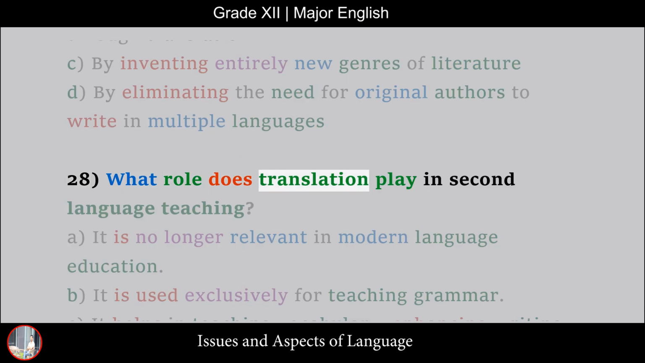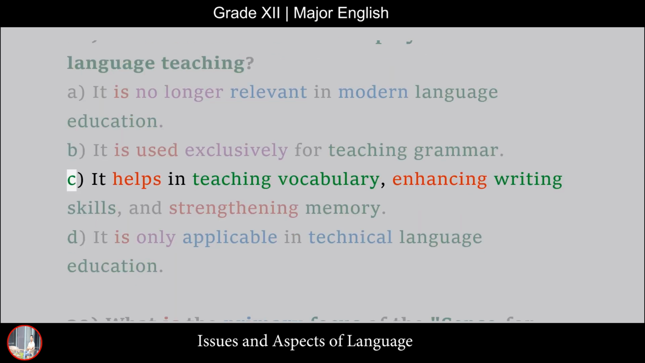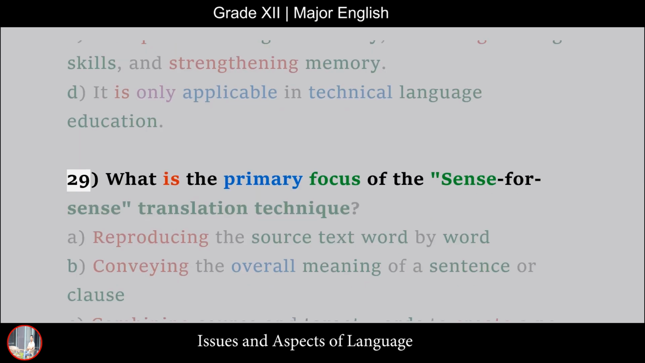28. What role does translation play in second language teaching? A. It is no longer relevant in modern language education. B. It is used exclusively for teaching grammar. C. It helps in teaching vocabulary, enhancing writing skills, and strengthening memory. D. It is only applicable in technical language education.